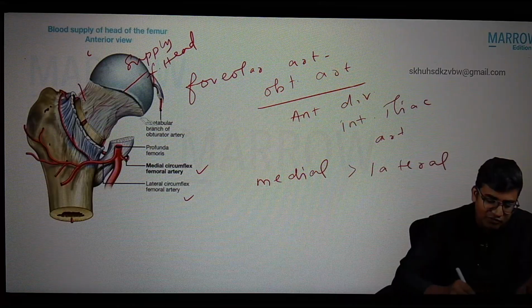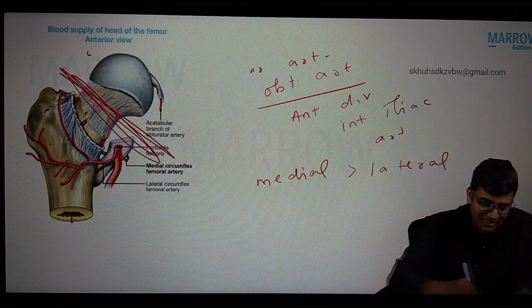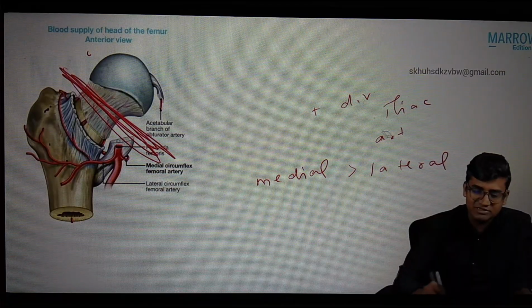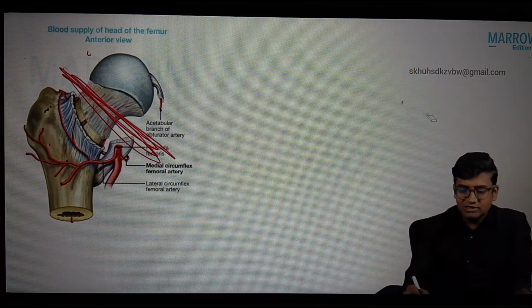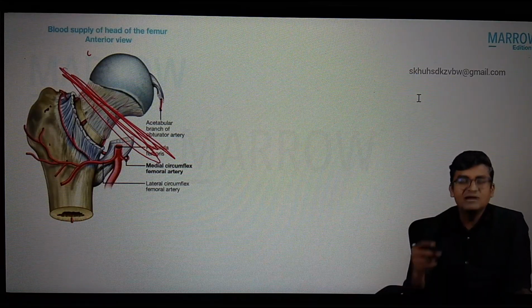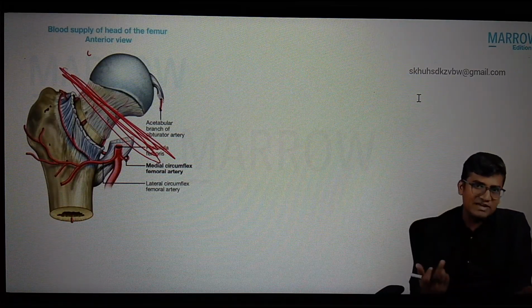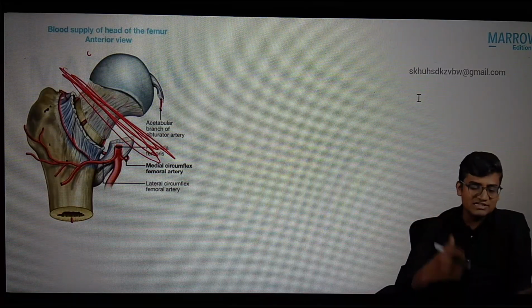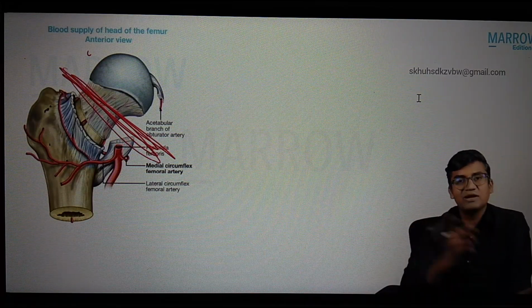Number one, fracture of the neck of the femur. The patient is having fracture at the neck of the femur. Now what will happen, sir? Now these retinacular vessels are damaged. I told you the femoral head is mainly supplied by medial and lateral circumflex femoral artery. If these retinacular vessels are damaged, now there are no vessels reaching the femoral head. So patient has avascular necrosis of the femoral head.